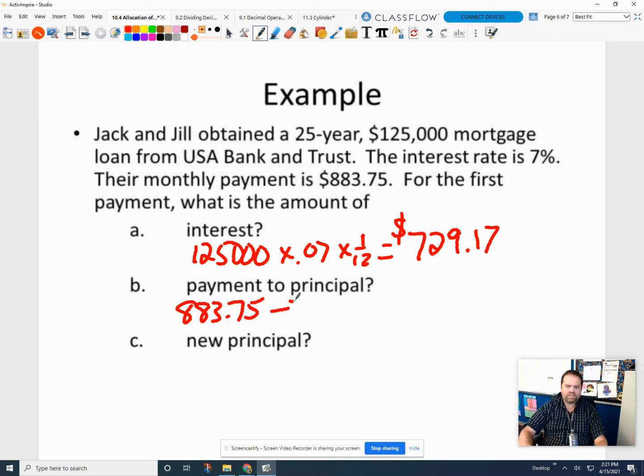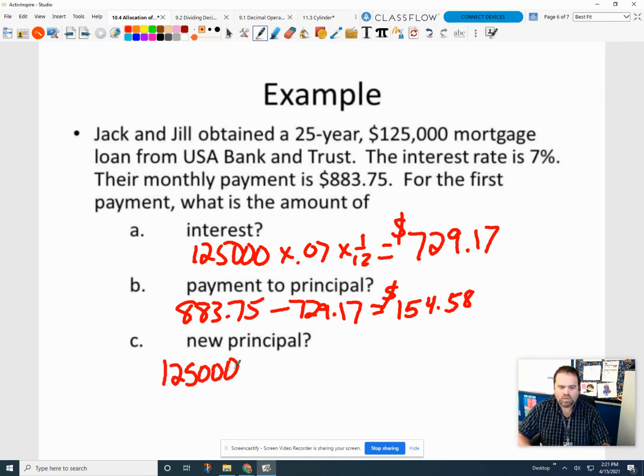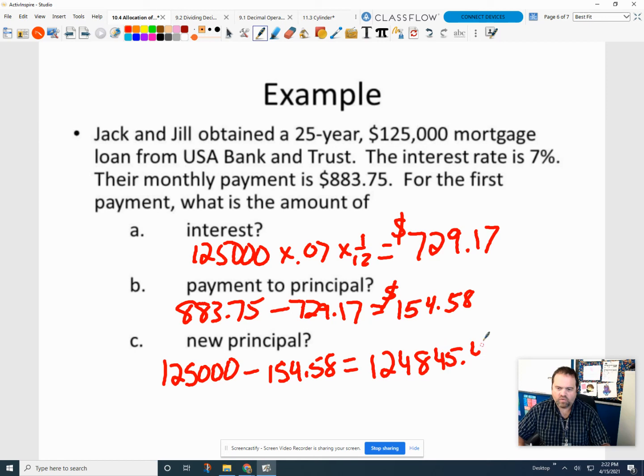So for the principal, you take the payment minus the interest. So $883.75 minus $729.17. Their principal payment is only $154.58. So to get their new principal, because now they owe $154 or whatever less, you take the original principal and you subtract off the $154.58. Their new principal after that first month is $124,845.42.